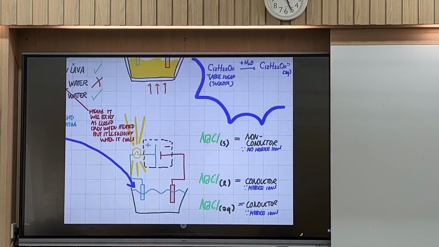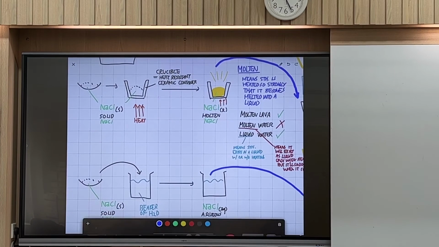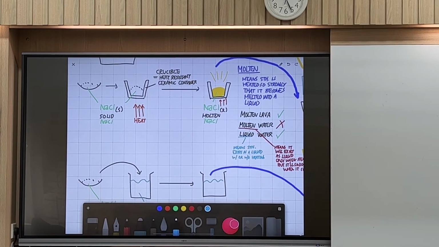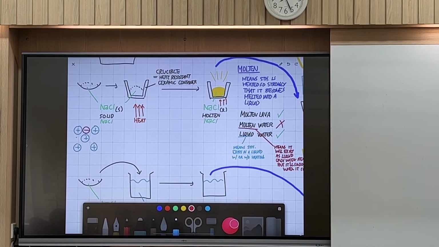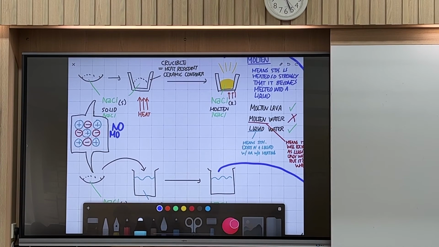Okay? And after you have copied this, can you write this down in here? In the NaCl(s), this is what it looks like. So we have drawn this diagram so many times now that you should remember it. So you have oppositely charged ions locked in a lattice. So this is what NaCl(s) means. The ions are not able to move. Okay, so no mobile ions.